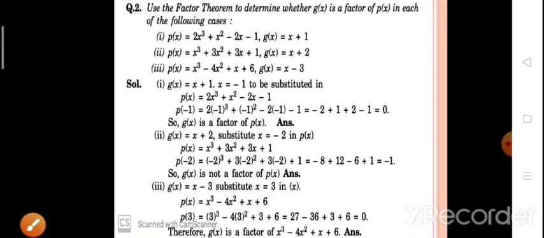Now let us see question number 2. Use the factor theorem to determine whether g(x) is a factor of p(x) in each of the following cases. Students, again it is very simple. The same thing you have to do in this question. What you have to do? You have to find the 0 of the g(x) polynomial and put the value there in the p(x) polynomial. If the answer is 0, yes, it is a factor. If the answer is not 0, then it can't be a factor. So I will leave this question as homework for you. If you come across any problem while solving this question, you can ask me in the doubt clearing session.